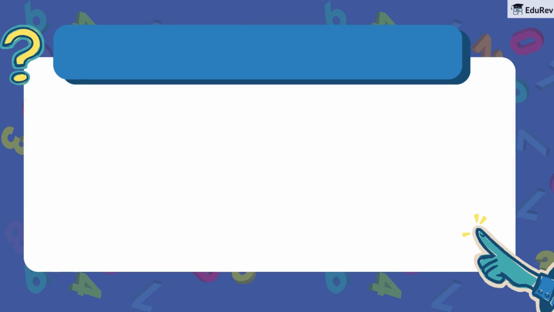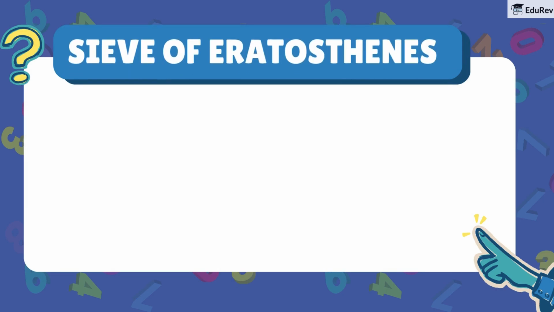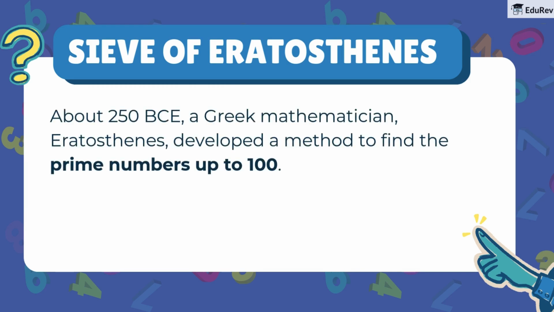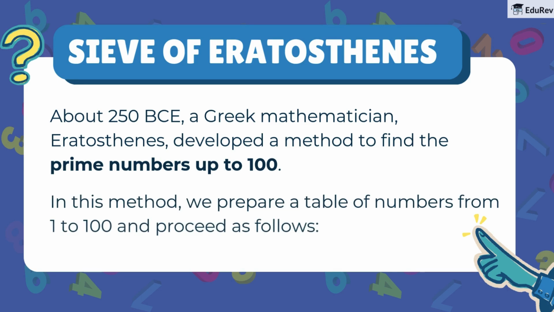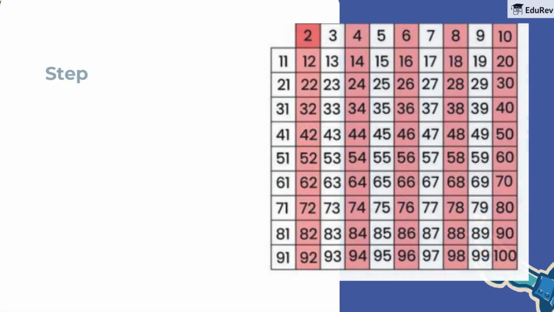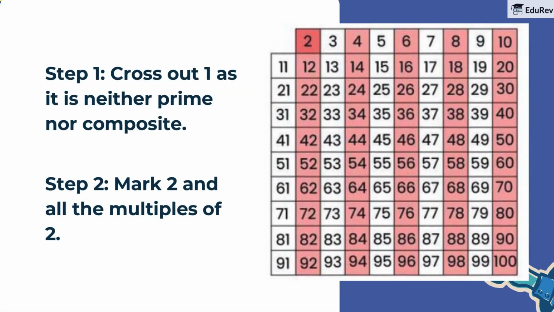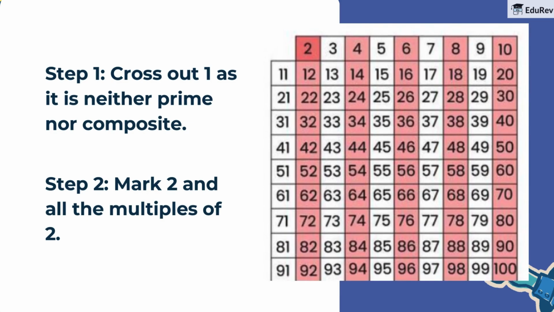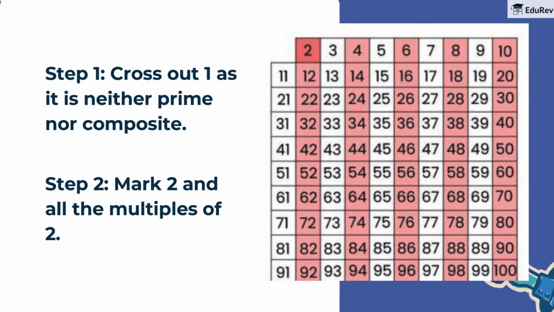Now, let's learn a fun way to find out prime numbers, called the sieve of Eratosthenes. Around 250 BCE, a Greek mathematician named Eratosthenes developed a method to find prime numbers up to 100. In this method, we prepare a table of numbers from 1 to 100 and proceed. First, we cross out 1 because it is neither prime nor composite. Then, we mark 2 and all multiples of 2.